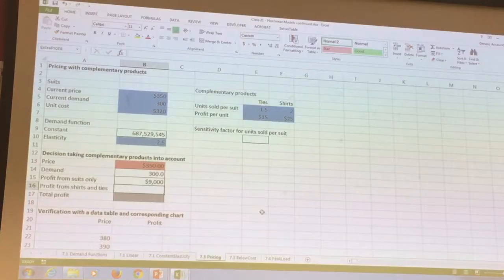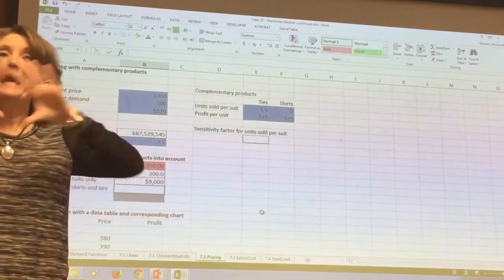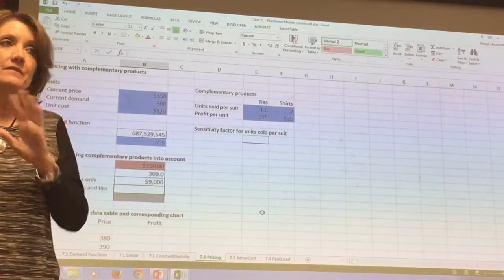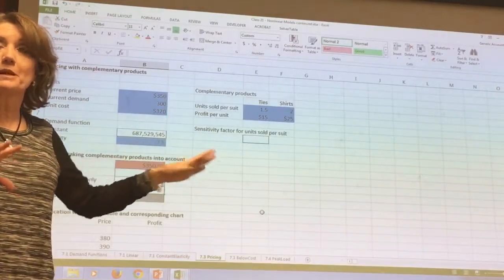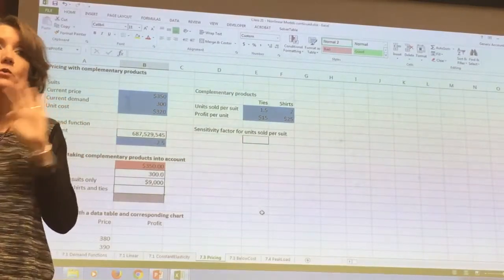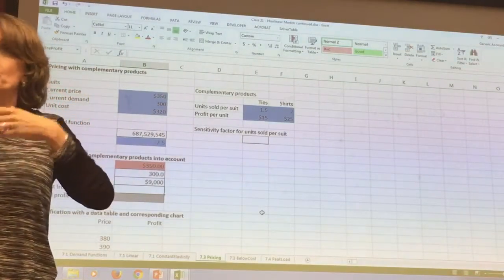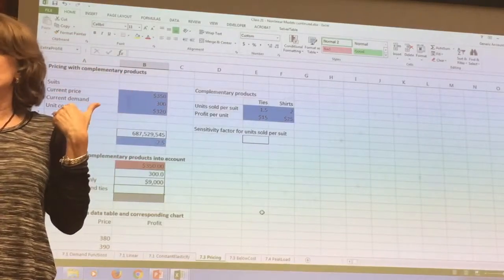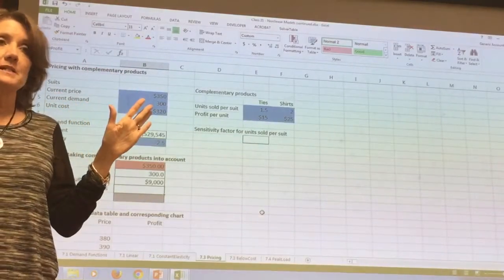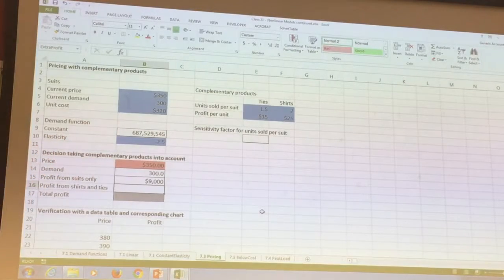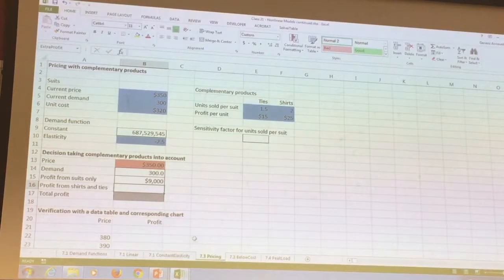I want for a moment for us to do this problem as if there were no other products. I haven't even really talked about them yet, but there's more information on the sheet that we're going to use, but let's not use it yet. Let's just pretend there are no other products, and I'm just trying to figure out the price to sell these suits at that will maximize my profit as if I only had suits and that was all. Okay? So there will be no profit from shirts and ties because we haven't even talked about that yet.